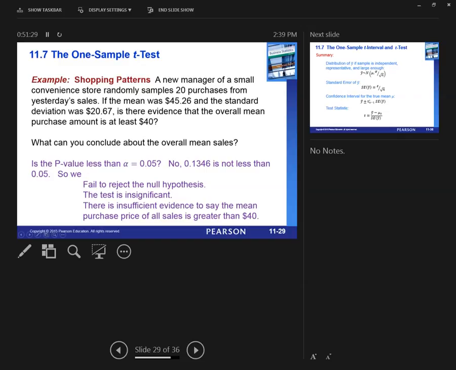So we have the 3 things: we cannot reject the null hypothesis, fail to reject, or do not reject. It's not significant, or it's insignificant, and we don't have enough evidence. There is not enough evidence. So $45.26 is not far enough away from $40 for us to be convinced that the overall mean is over $40. It's too close to 40 for us to prove that the average of all purchases is over $40.